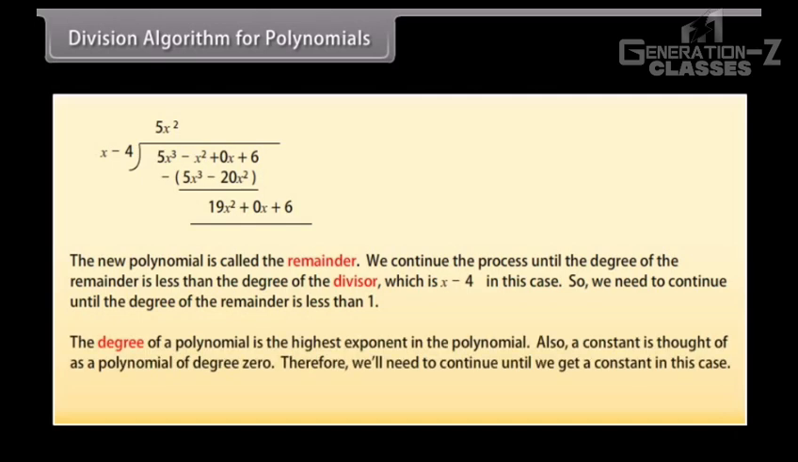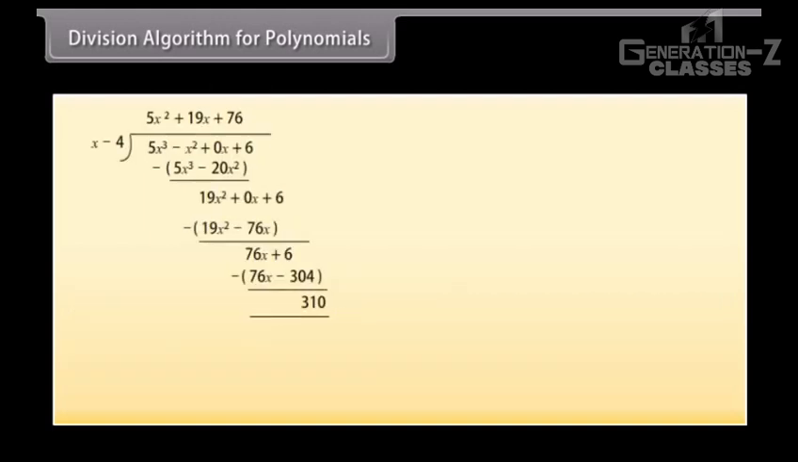The degree of a polynomial is the highest exponent in the polynomial. Also, a constant is thought of as a polynomial of degree 0. Therefore, we will need to continue until we get a constant in this case. Here is the rest of the work for this example. Okay, now that we have got this done, let's remember how we write the actual answer down.